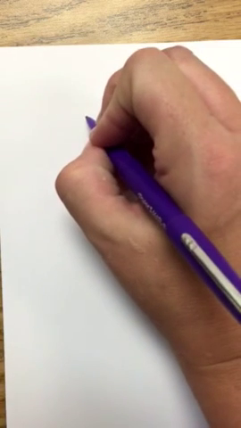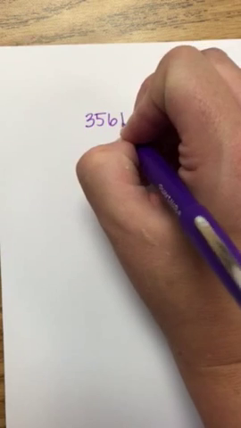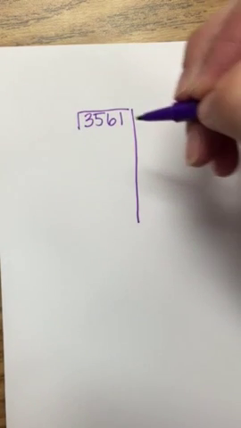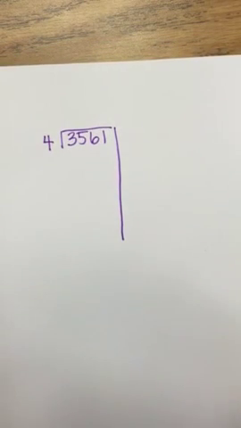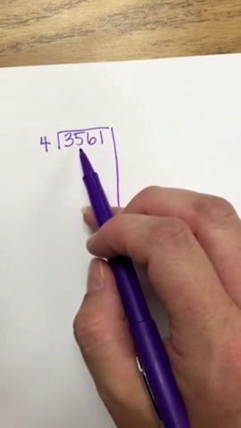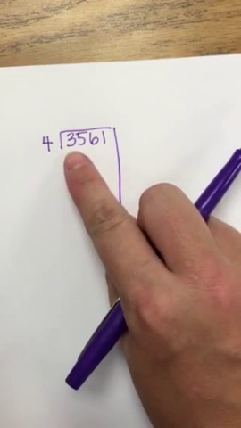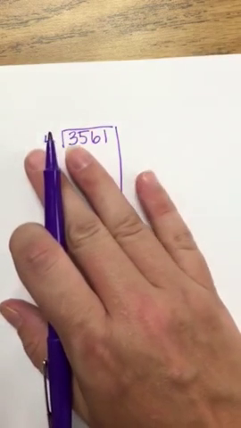So let's look at another problem. Let's look at 3,561, and we're going to go ahead and divide that by 4. So again, when I view this, I have my dividend of 3,561. My divisor is 4. So I'm going to take these 3,561 things, and I want to put them into 4 groups.